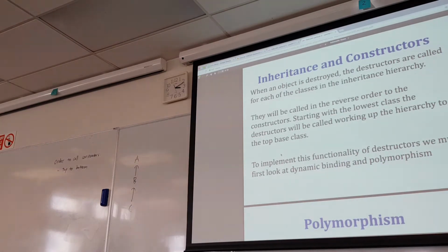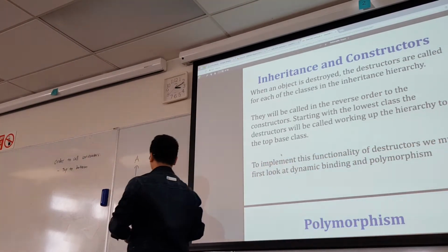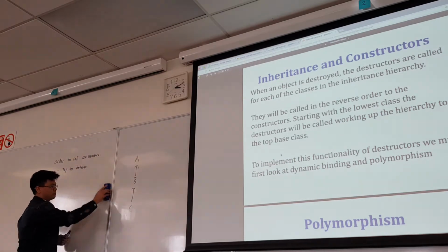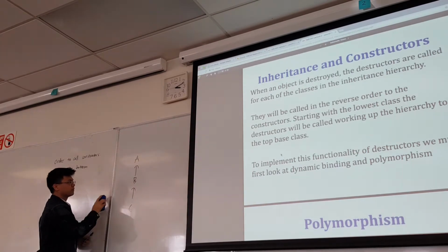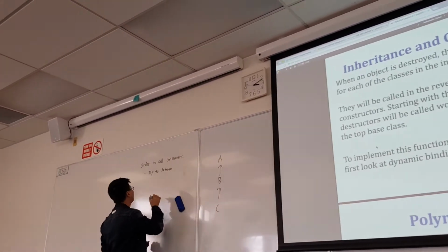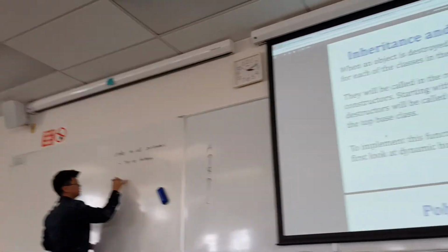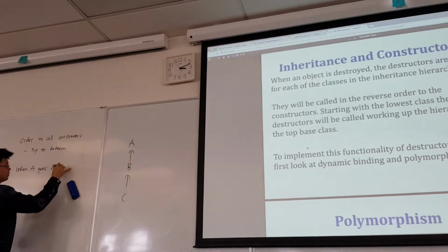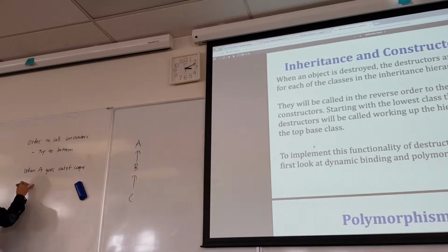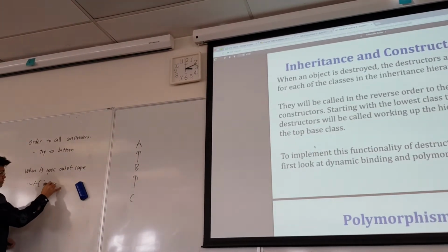Constructor is a special function in a class. There's another special function, which is a destructor. The destructor is called when an object is out of scope, or if you allocate its memory dynamically and then use the keyword delete. When, say, A goes out of scope, then a special function called destructor A will be called.